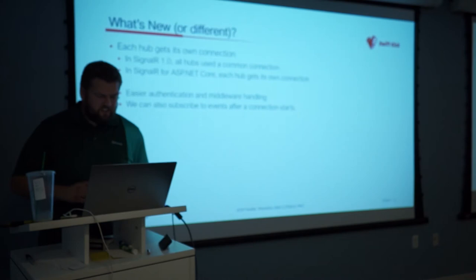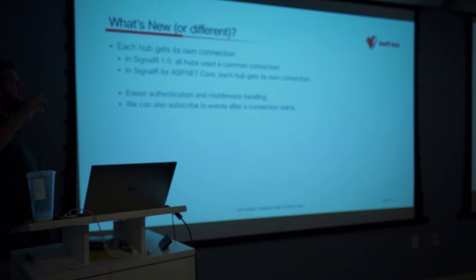Each hub gets its own connection. So I had a hub connection builder talking to the chat hub. That makes a ton of sense if you have done old SignalR. In old SignalR, I could still have multiple hubs, but they all use the same connection, which is bad if that one connection dies for any reason. In SignalR for ASP.NET Core, because each hub gets its own connection, if one of those connections dies for any reason, that's okay. It doesn't affect the other hubs and the other connections.